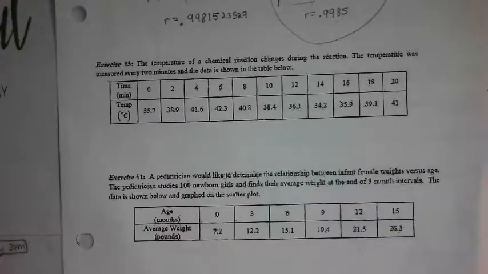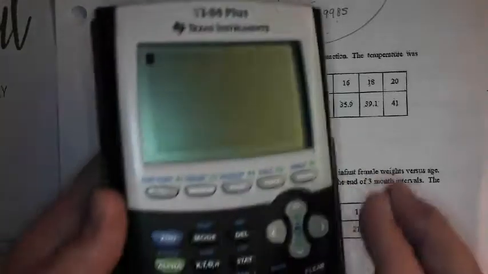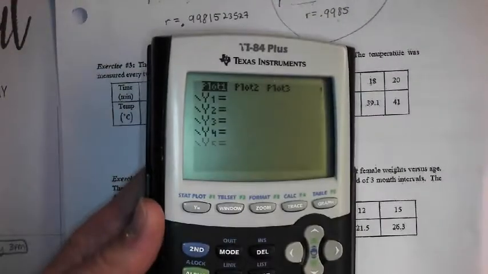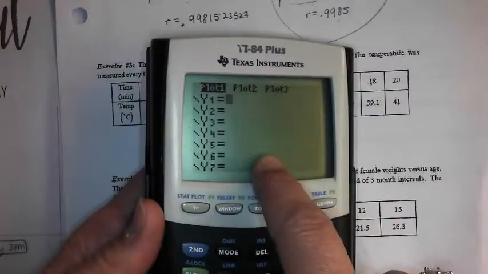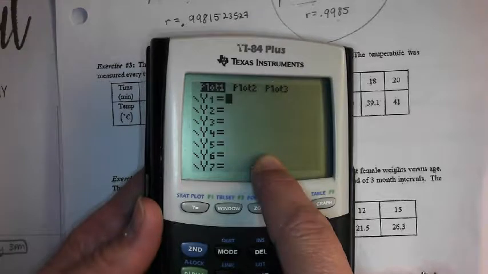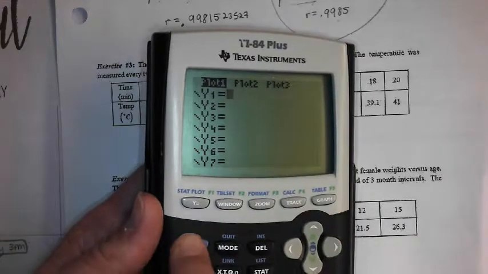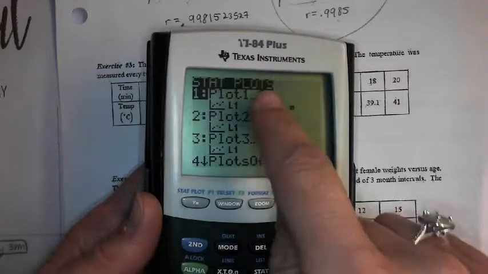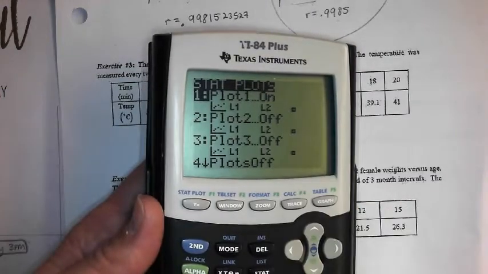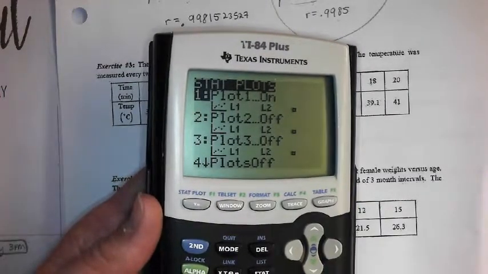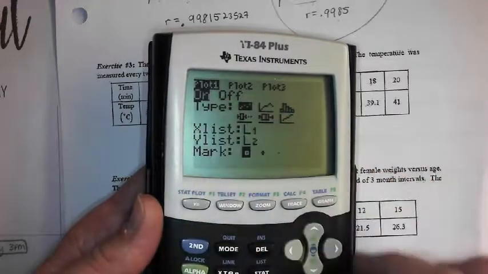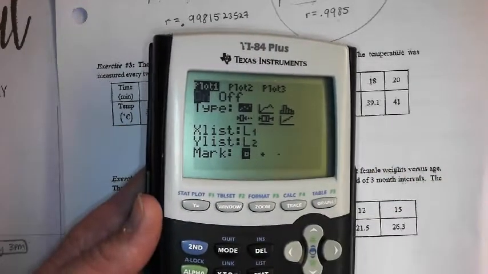Next one, and this one let's all do together. So the first thing I want you all to do is go to your y equals, make sure everything is cleared out. Then hit second y equals and turn on your first plot. So you hit enter in there, turn it on. If you don't have a calculator, come get one, please.